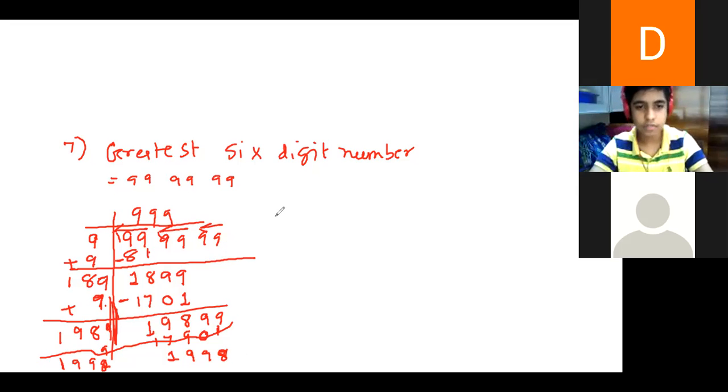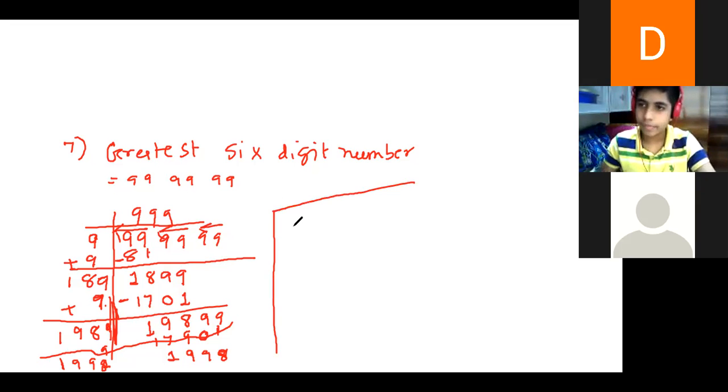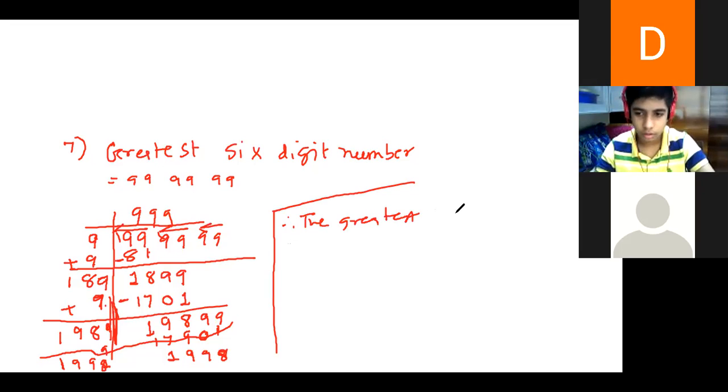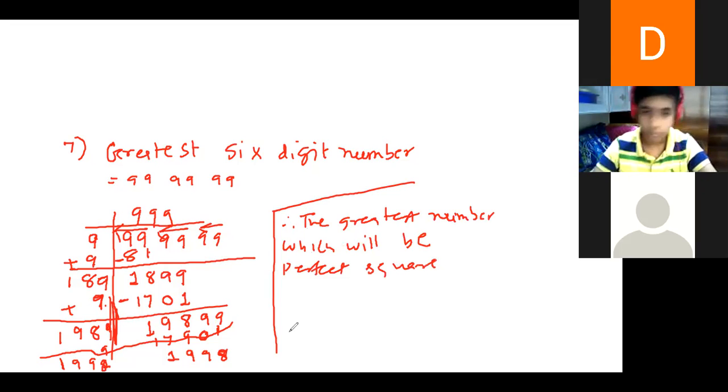Okay, wait, one minute. Let me complete fully. Therefore, the greatest number which will be a perfect square will be that number which we have selected minus this remainder.